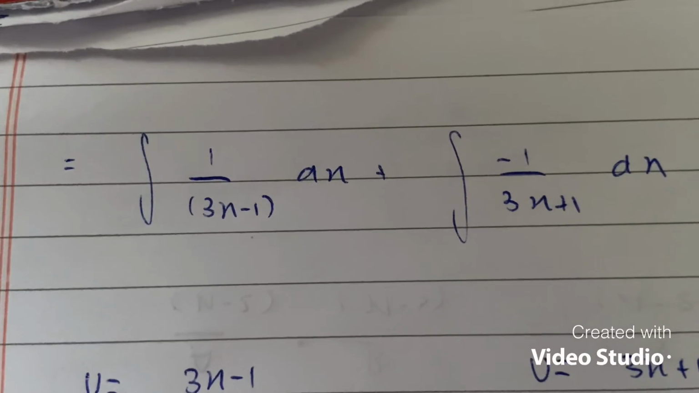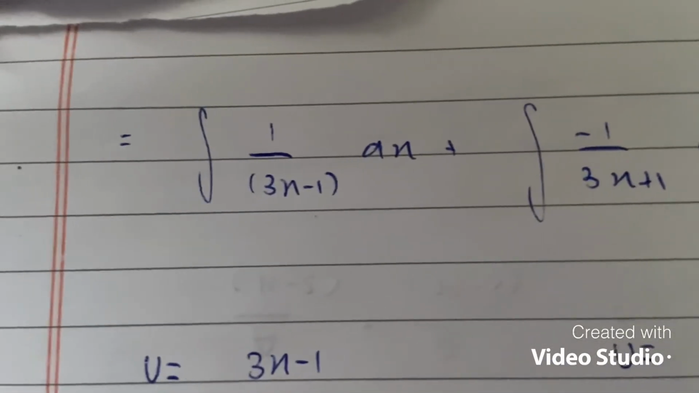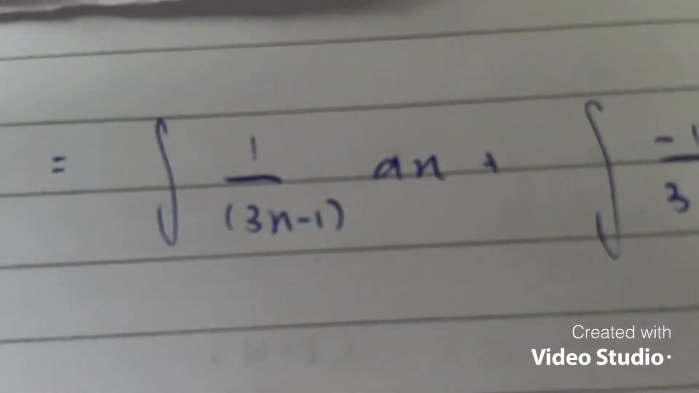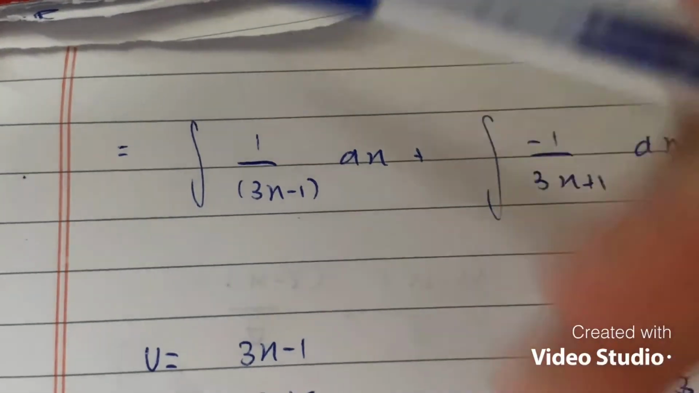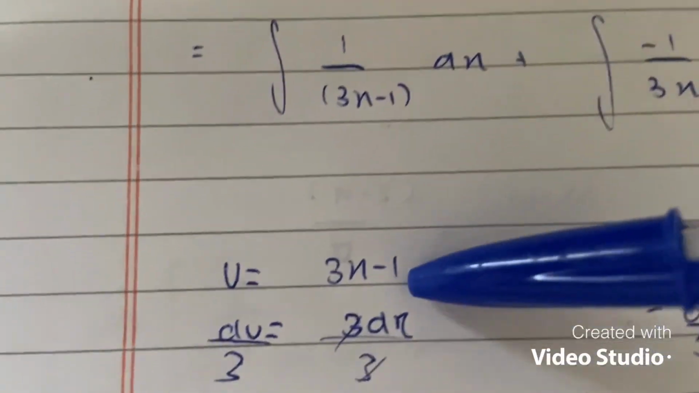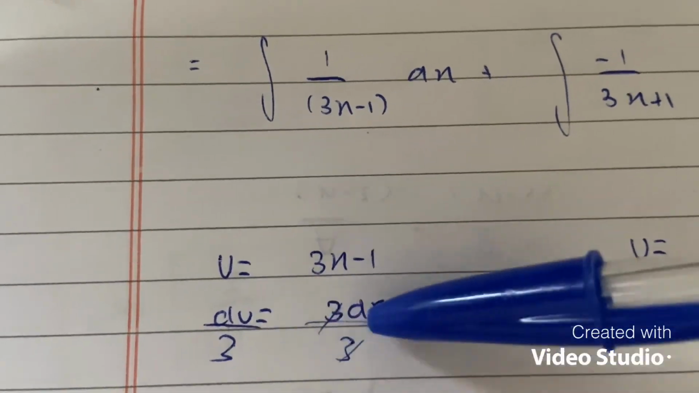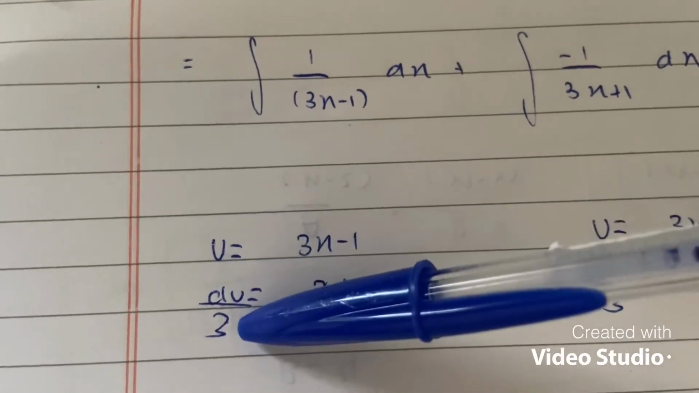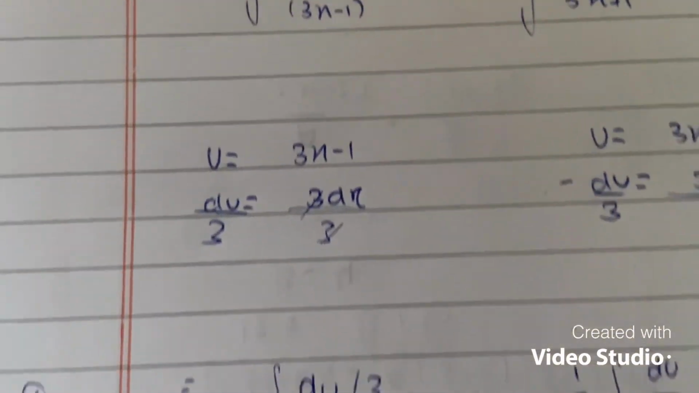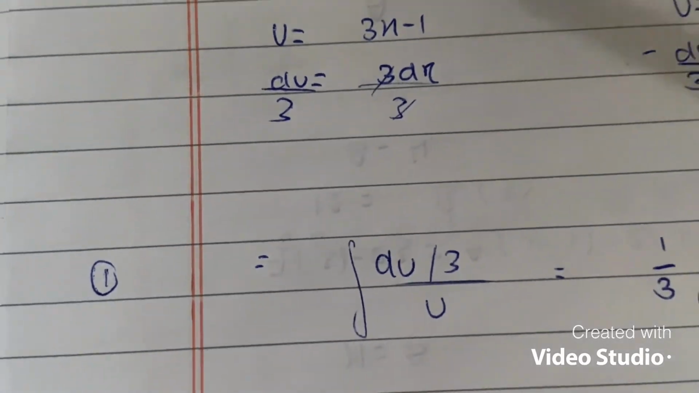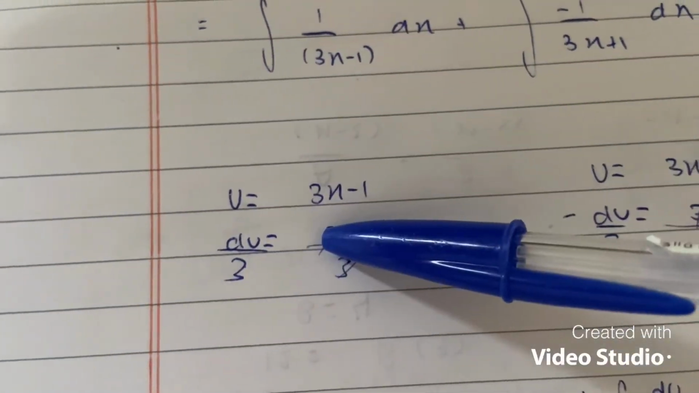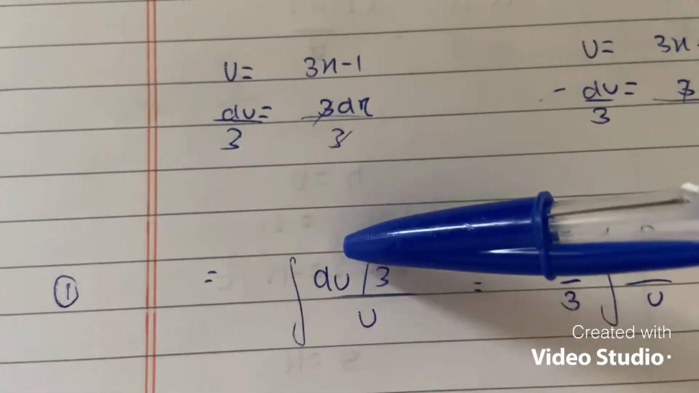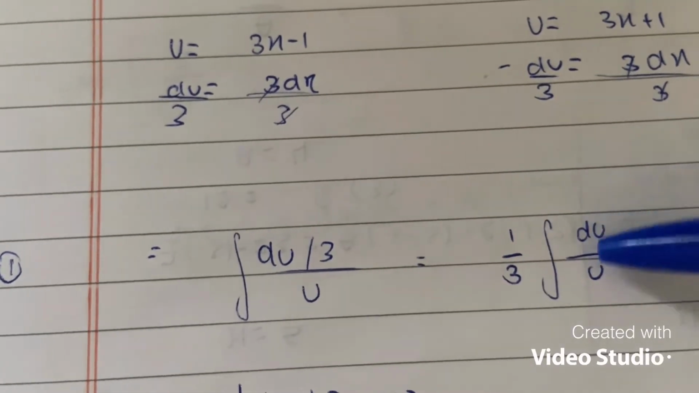So now we're going to integrate this. What we're going to do is take the substitution method and use u. So we're going to use u equals 3x minus 1, and then du becomes 3 dx, and since there's no 3 here, you divide by 3, so you get dx equals du over 3. Then we're going to rewrite that, substitute it here, it becomes du over 3 over u. We're going to take 1 over 3 out, so we're left with du over u.